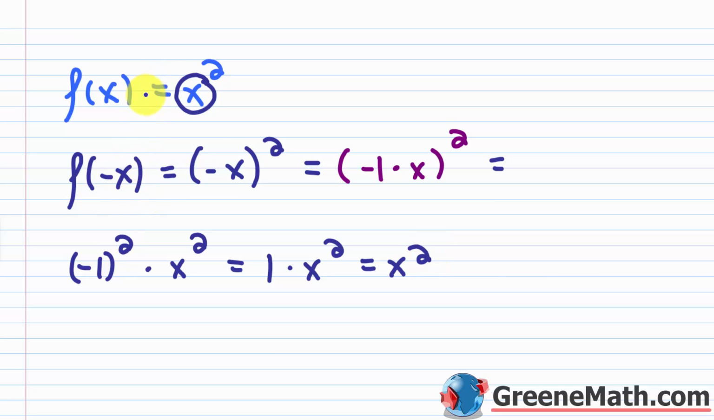If I replace x with negative x, I end up with the same guy. So we can say that it's symmetric with respect to the y-axis. Later on in the lesson, we'll hear this called an even function. When this kind of property holds, it's called an even function, but we'll get to that later on.